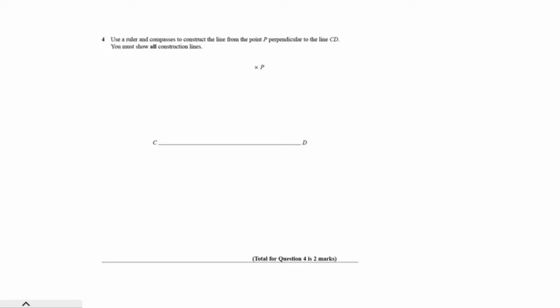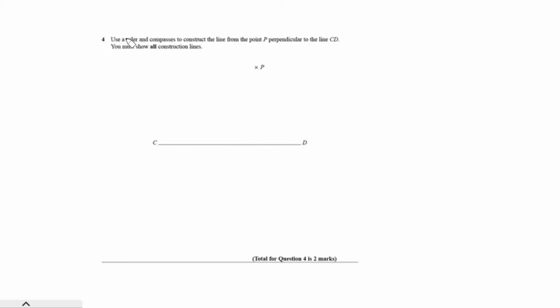So this one, you can see it's question 4 as well. We're literally still in foundation territory here. Use a ruler and compasses to construct the line from the point P perpendicular to the line CD. So basically, I'm pretty sure for this one, because you see how P is not halfway between C and D, you have to create a kind of halfway point. Or at least you have to figure out an equal distance.